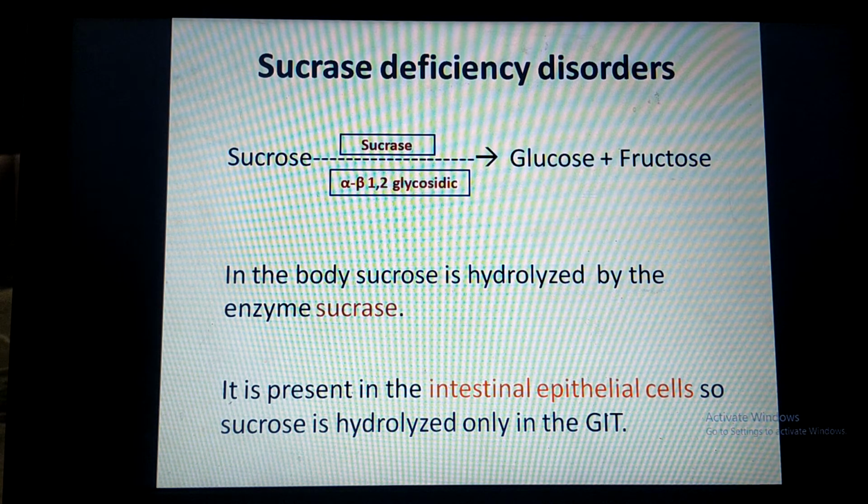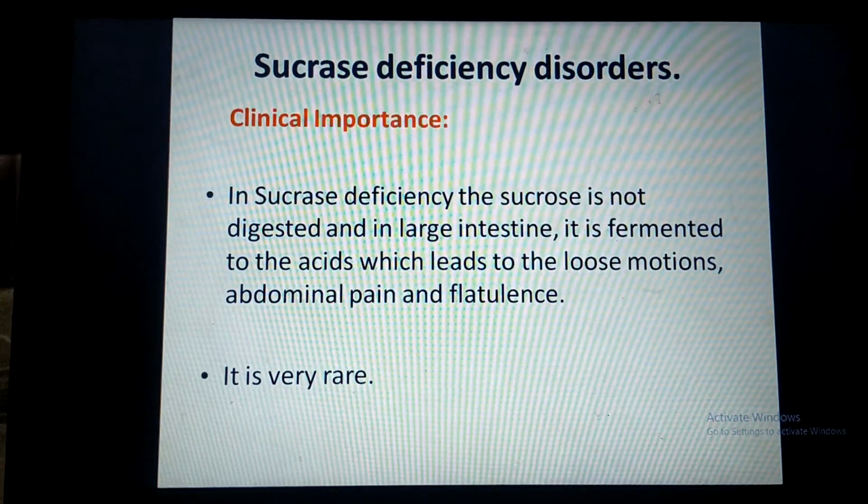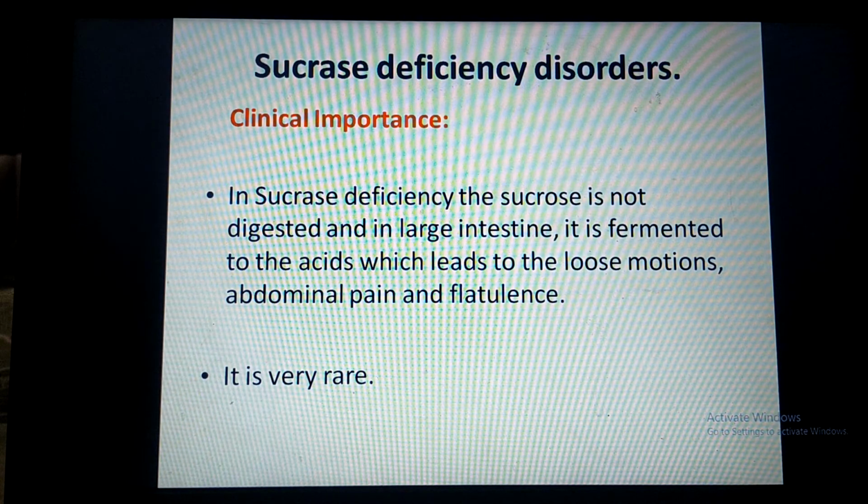As the sucrase is deficient, the sucrose is not digested in the small intestine. As a result, the sucrose is not absorbed because only monosaccharides are absorbed from the intestine. Disaccharides are not absorbed. So the sucrose enters into the large intestine, which is acted upon by the bacteria and gets fermented into acids and gases, which may again lead to loose motion, abdominal pain and flatulence. It is a very rare type of disorder.